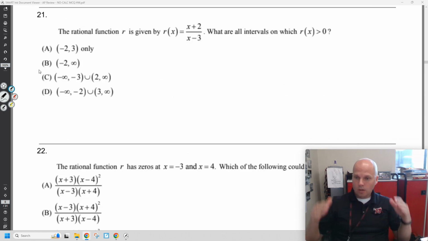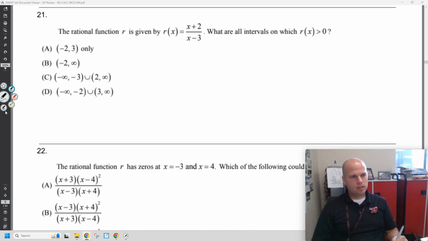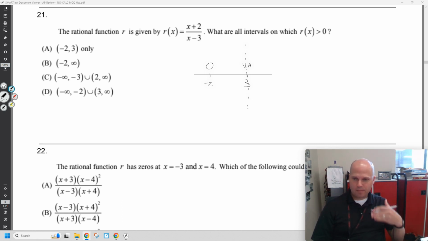Okay. Just like with polynomials, zeros are important, but with rational functions, zeros everywhere are important. Zeros at the top are the locations of zeros. Zeros at the bottom, which are locations of vertical asymptotes, are important. We only care about the signs when things are positive.